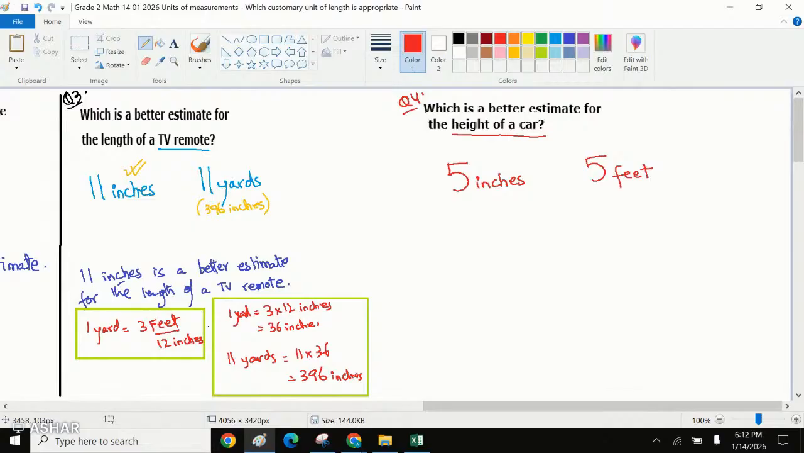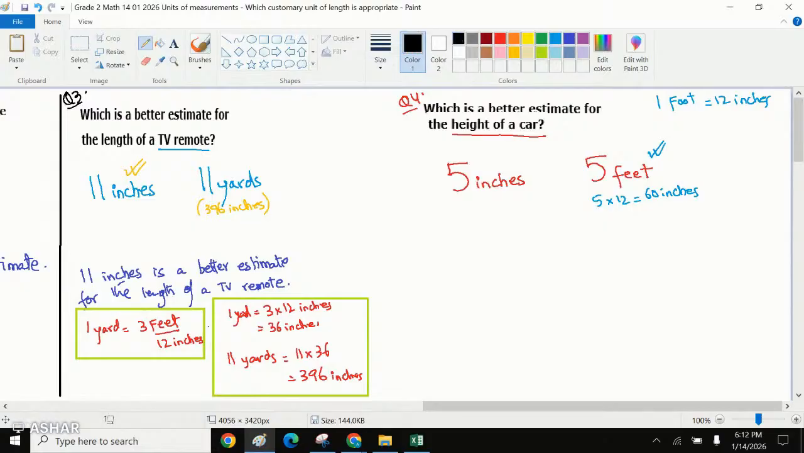Yes, it is 5 feet. Thank you, May. Or we can change the feet into inches also, right? There is 5 multiplied by 12, that is 60 inches, because we know 1 foot has 12 inches, right? So the car's height should be 60 inches, good enough for a person to sit.